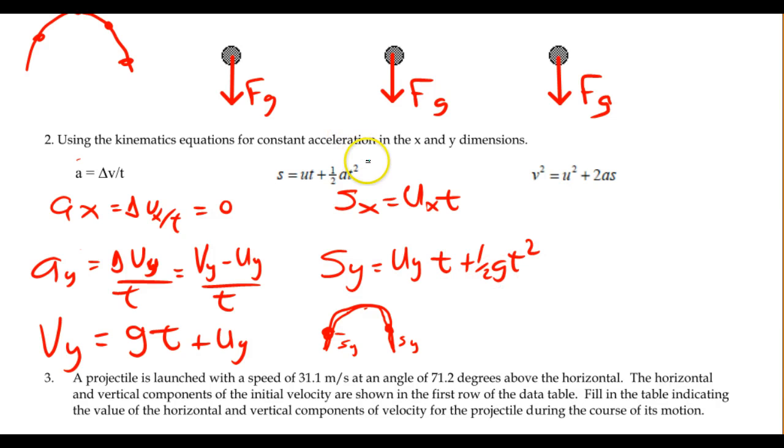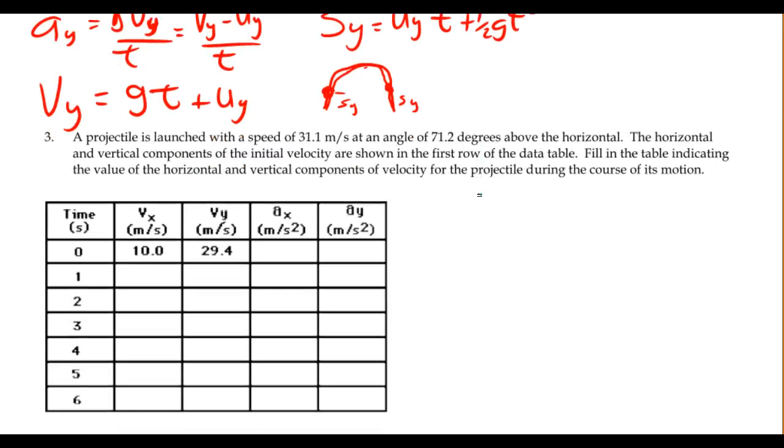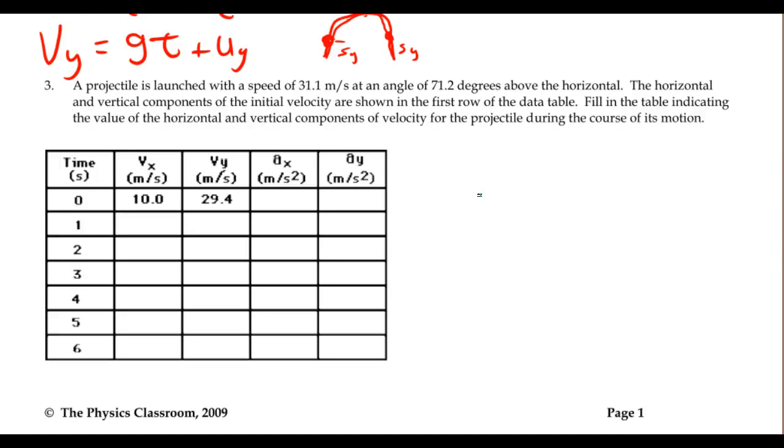We're going to say this other equation for times when it makes sense. It doesn't make sense all that often, but every now and then the distance is easier to find from this than it is from the time equations. Okay, so sticking with those, a projectile is launched with a speed of 31.1 meters per second at an angle of 71.2 degrees above the horizontal.